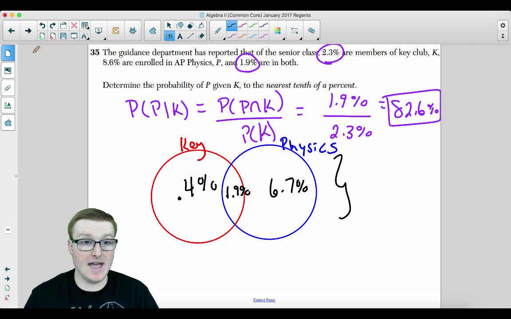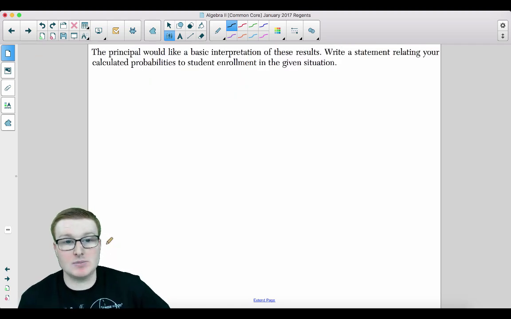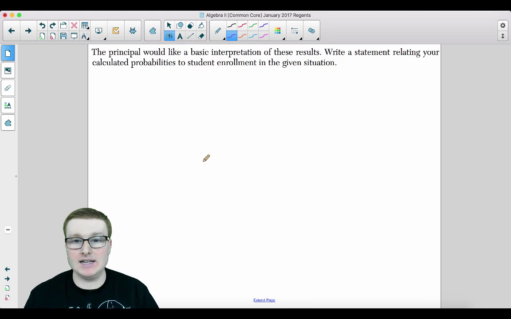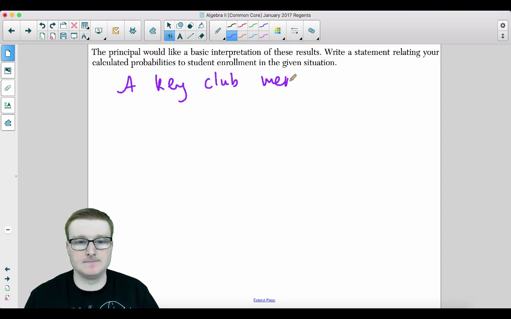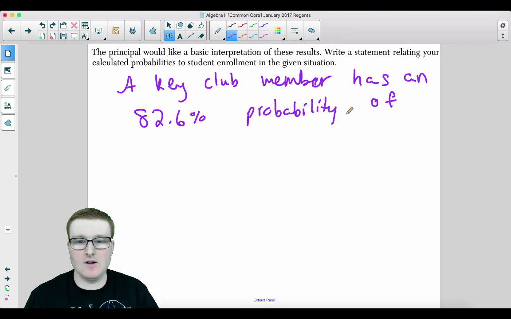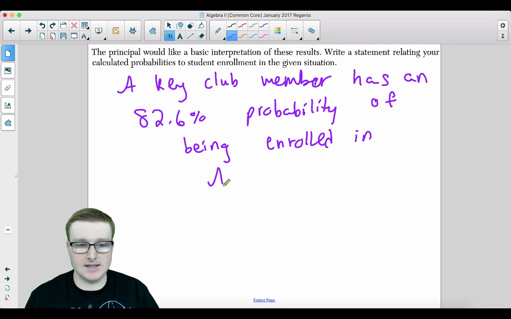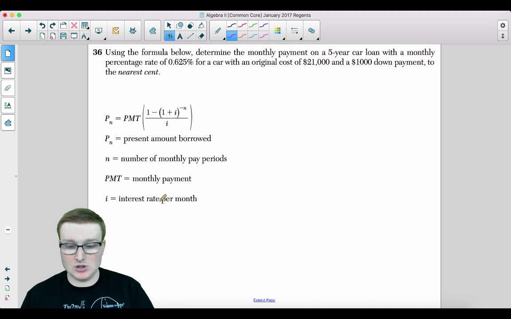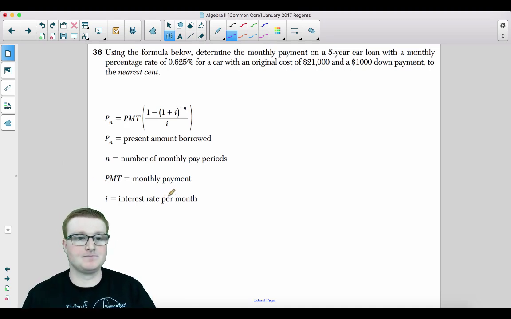It's still 82.6%. Now, it says the principal would like a basic interpretation of these results because he's not good at math. Write a statement relating your calculated probabilities to student enrollment in the given situation. Basically, you're just saying that a Key Club member has an 82.6% probability of being enrolled in AP Physics. That's it. Done.